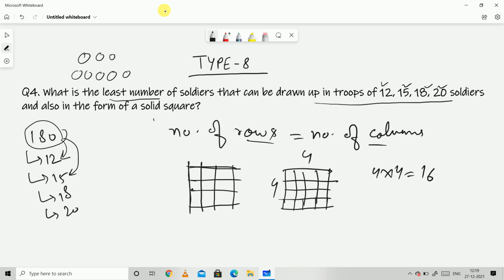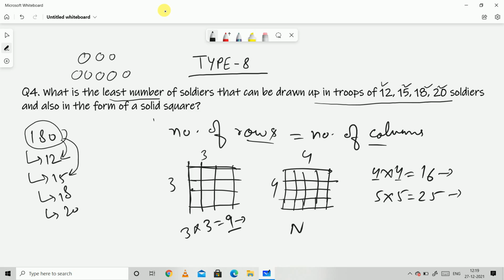If there are 3 columns, then there will be 3 rows. 3 into 3 is 9. Similarly, if there are 5 rows, then 5 columns. That is 25. So what is the pattern that you are observing here? That we are always having the square of the number. If 3 is there, then 3 square is 9. If 4 rows and 4 columns are there, then 4 square, that is 16. If 5 rows and 5 columns, then 5 square is 25.